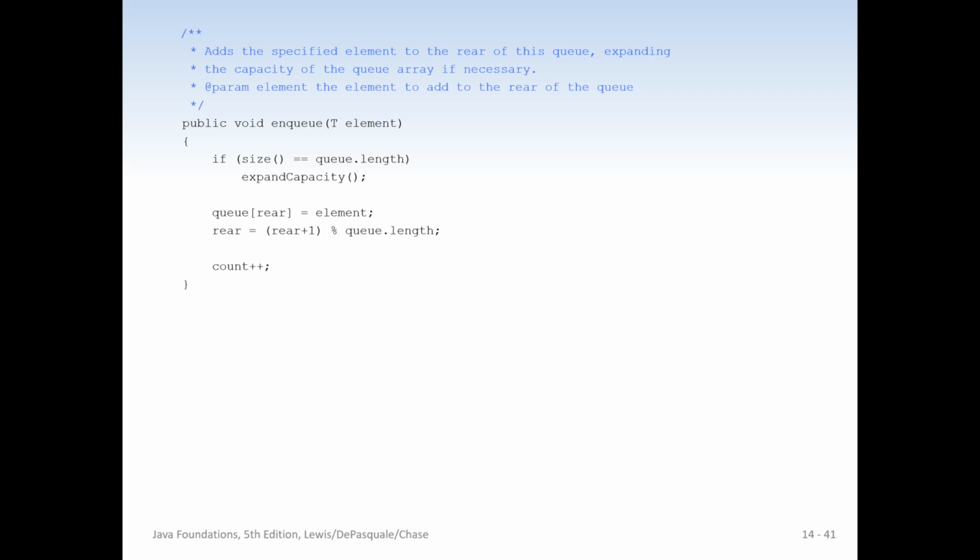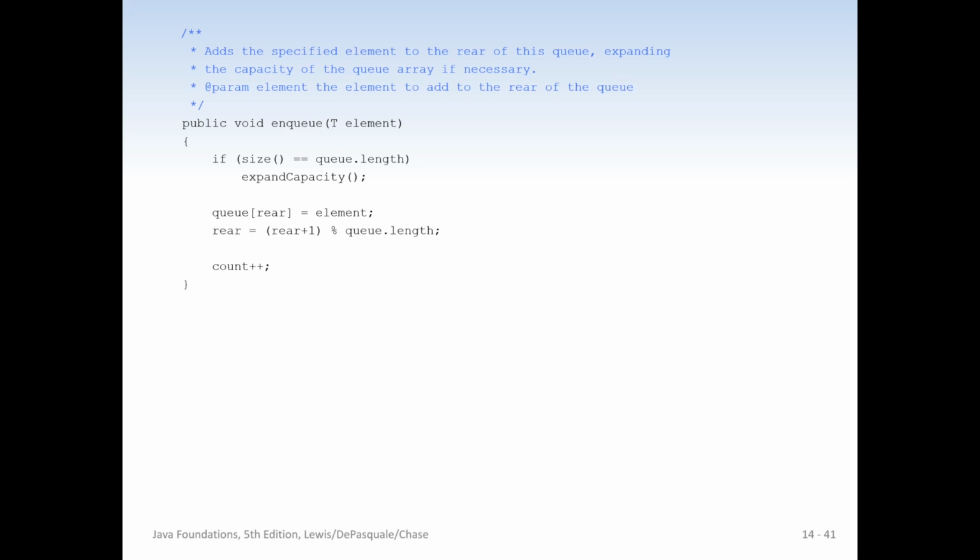So here we're going to call enqueue. If size equals queue length, we're going to expand the capacity. So we're going to make this thing larger if we're trying to add more. You have to think about exactly what that means. It's a little weird, but we're going to make it larger.